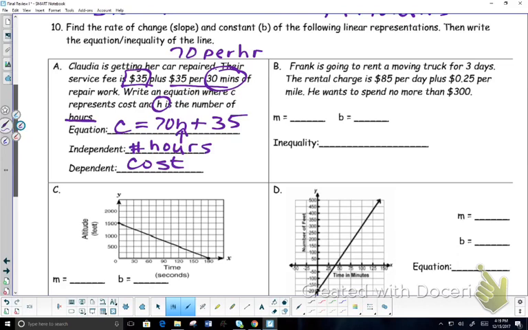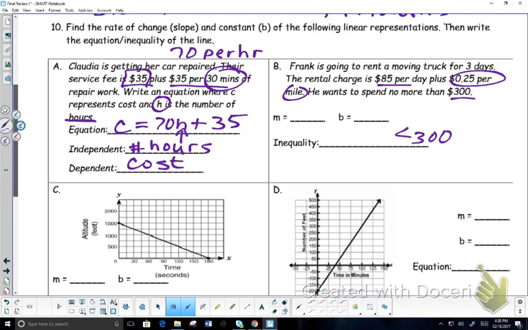Frank is going to rent a moving truck for 3 days. The rental charge is $85 per day, plus you've got 25 cents, and this is going to be per mile. He wants to spend no more than $300. Okay, so remember, $300 is going to be that total. Since he doesn't want to spend any more than $300, that means $300 is our maximum amount we want to spend.